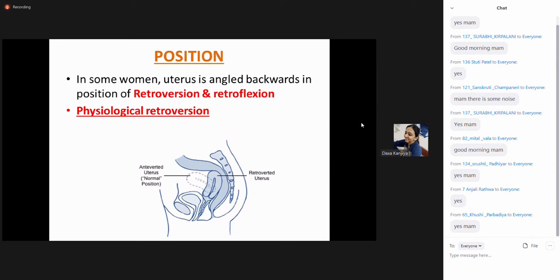Physiological retroversion is present when the urinary bladder fills completely with urine. This anteversion and anteflexion position of the uterus is seen when the bladder is empty, but gradually, when the bladder fills with urine, the uterus comes into a vertical line with the vagina, or becomes more retroverted and retroflexed. So that is physiological retroversion. Again, if the bladder empties, the uterus comes back to its normal anatomical position.